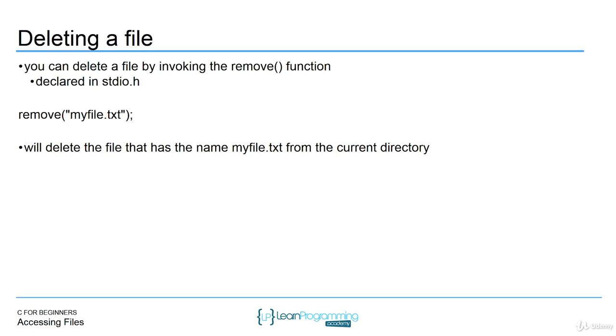Here you don't have to use the file pointer, because the file doesn't have to actually be open to remove it. The same with the rename, right? Because you don't actually want the files to be open, because the rename or the remove will fail. It's going to delete the file that has the name myfile.txt from the current directory. This is providing a relative path. It's going to look for that file wherever the program is executing. Otherwise, you need to provide an absolute path. The file cannot be open when you try to delete it, just like rename.